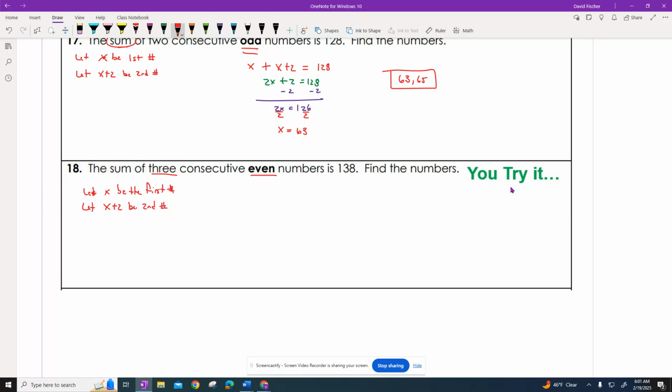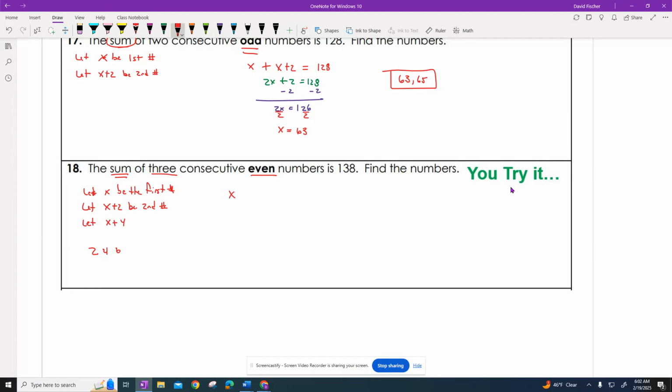Now, what's the third number going to be? Not x plus 3, if that's what you're saying. It's going to be x plus 4. For example, if I had the numbers and they're evens, if I said 2, well, 2 plus 2 is 4. That would be my next one. If I put a 2 here, 2 plus 4 is 6. 2, 4, 6.